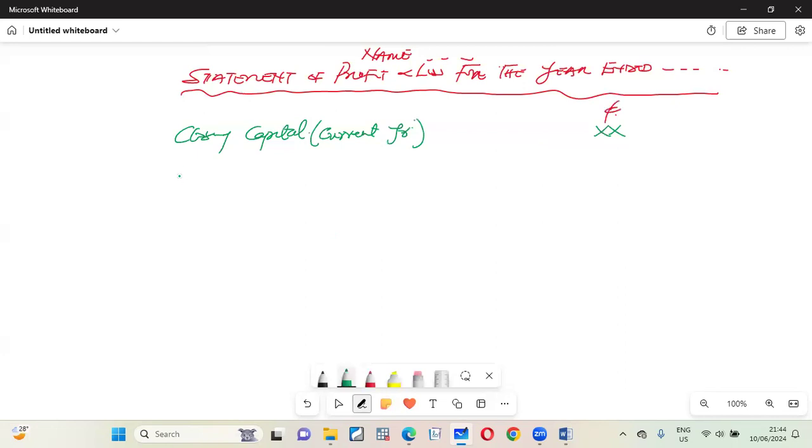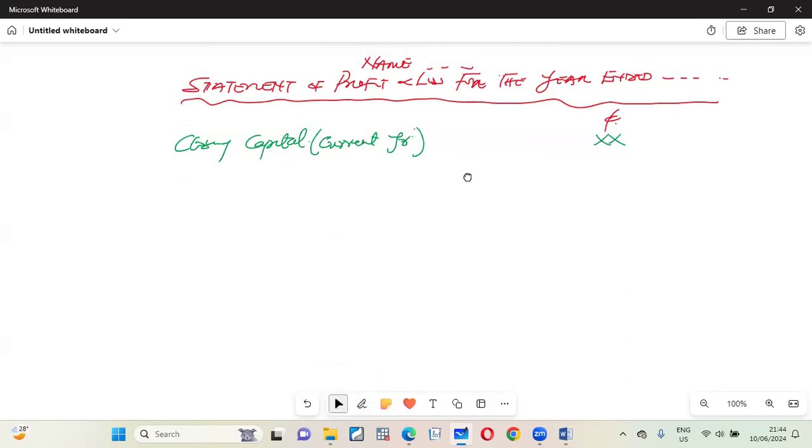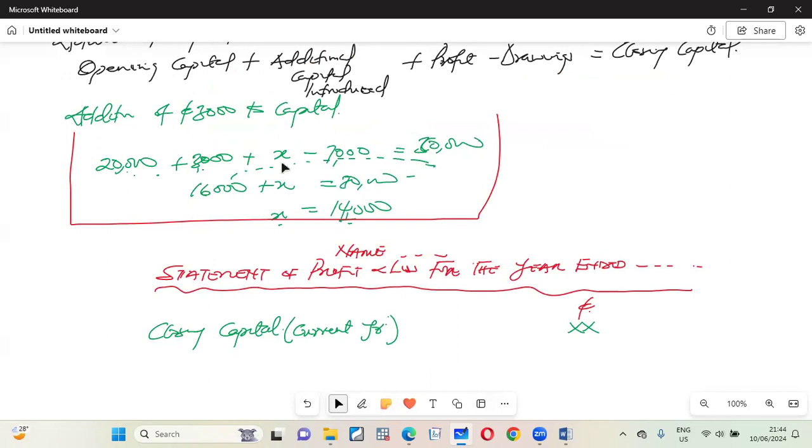Then you saw that once we wanted to find X, this is our closing. You saw that we had to push this one to this side and make it a plus. That is 37,000. Put these two to the other side. That will make it 20 minus 23,000, and that is what gives us 14,000.